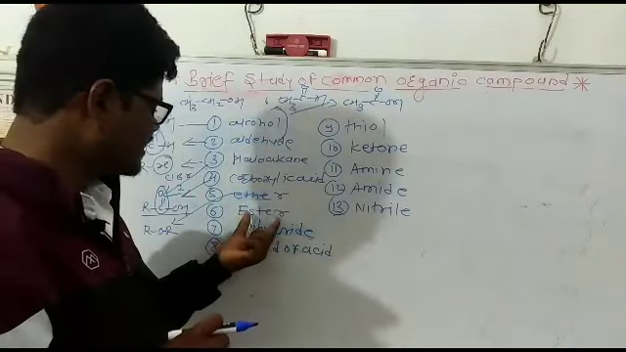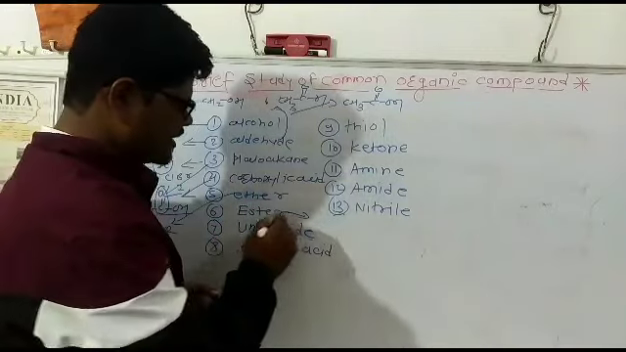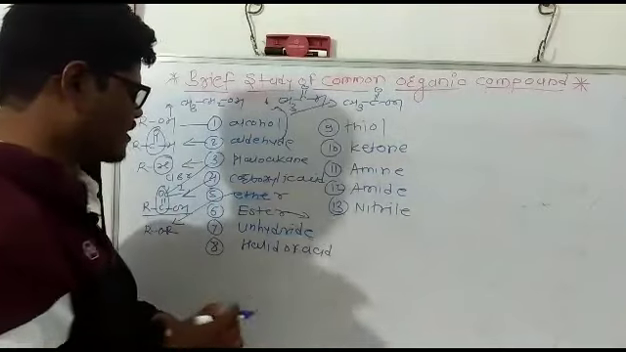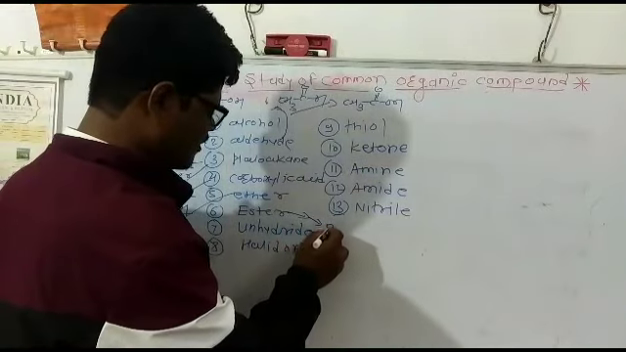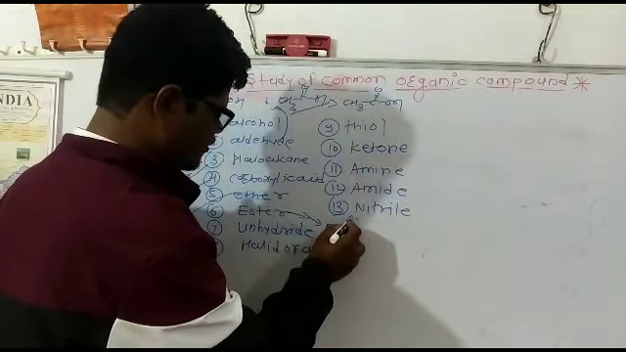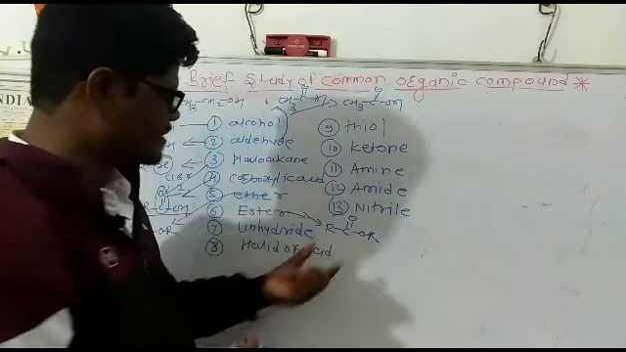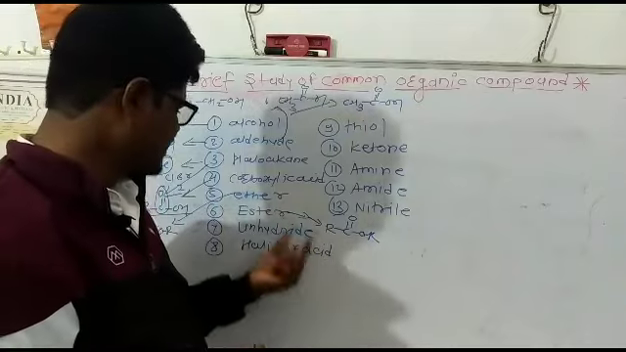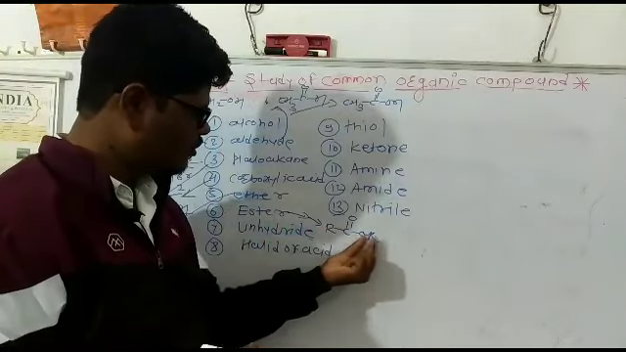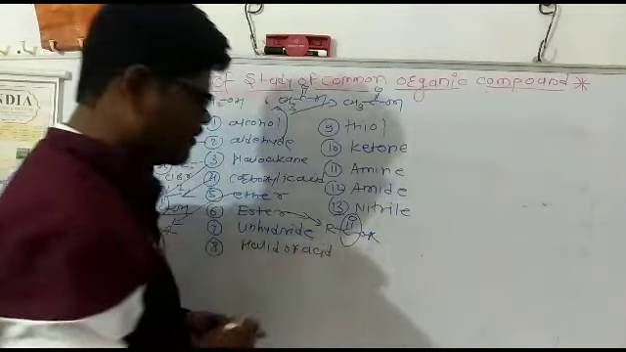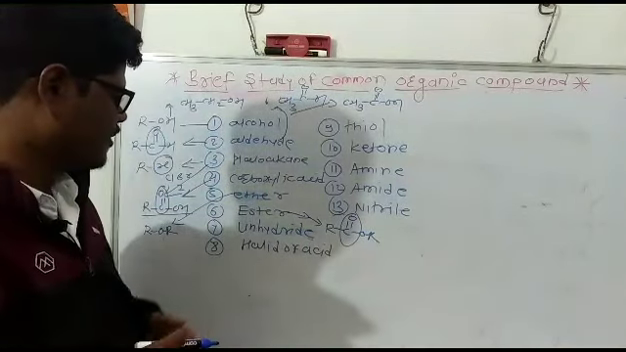After that, ester. Whatever sweet smell we get from any kind of food is just because of ester compounds. It has a formula like this, RCOOR. This is the common structural formula of the ester, RCOOR. It is also one of the carbonyl group containing compounds.